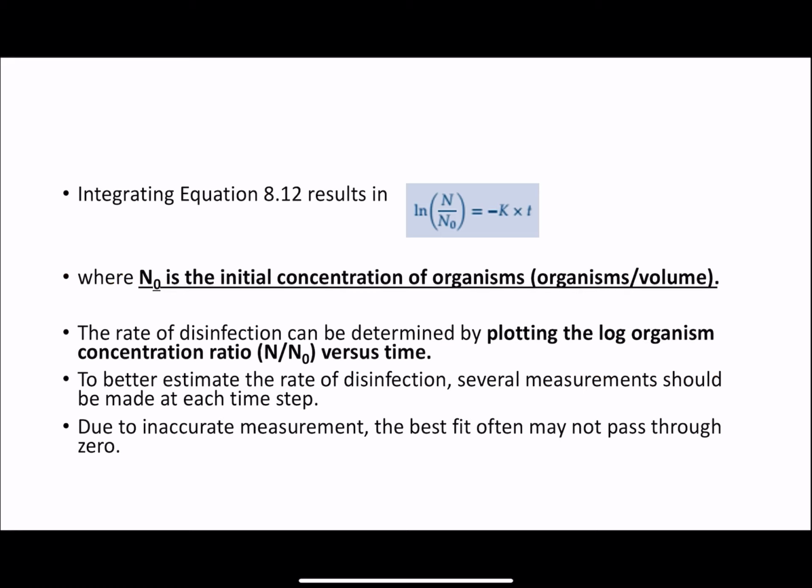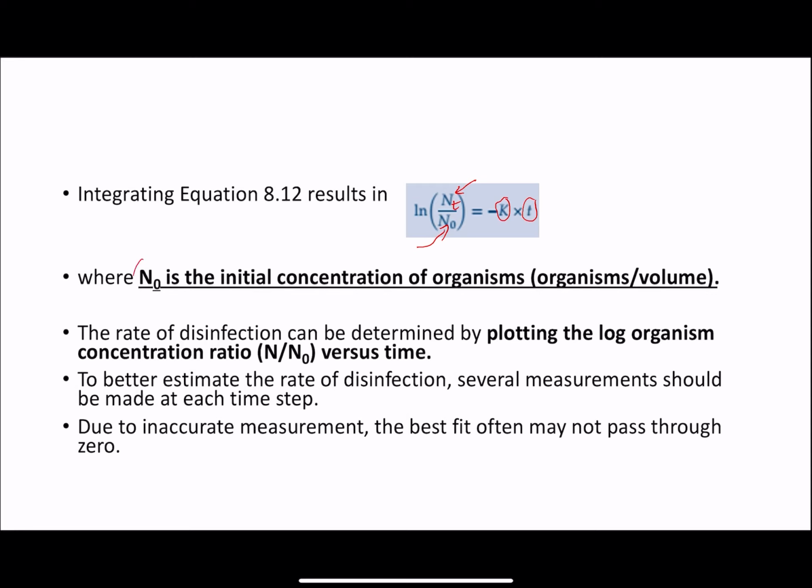If we integrate that, you will get the following equation: ln of the concentration of the organisms, or the number of the organisms at any time t, over the initial organisms numbers, N over N naught, equals minus this constant k times the time, the time that you need to check after how many hours the number of organisms will reduce to half, for example.